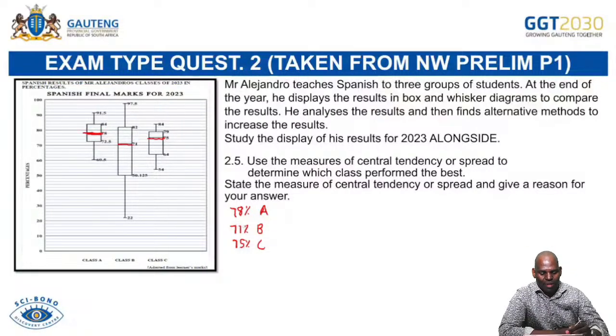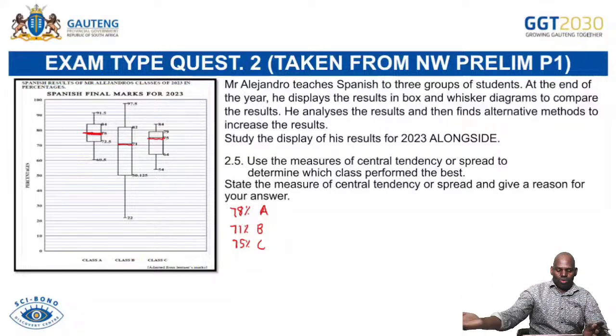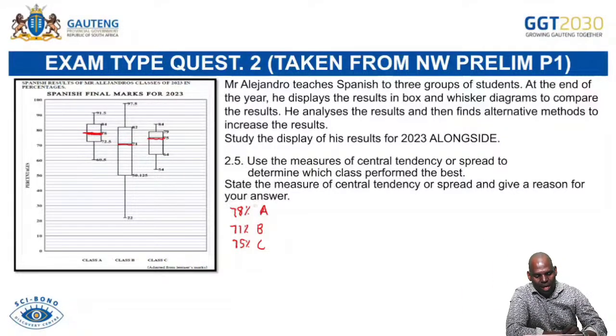But in class B, 50% got 71% or more. And then in class C, half of the class got 75% or more. So you can see that half of the learners in class A actually got 78% or more. So in this case, we can say that class A is the one that performed better. They say which class performed better? We say class A, it must be class A.